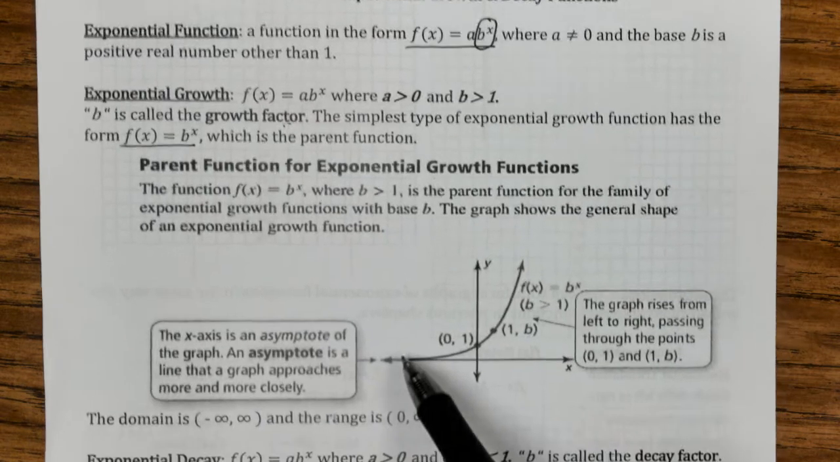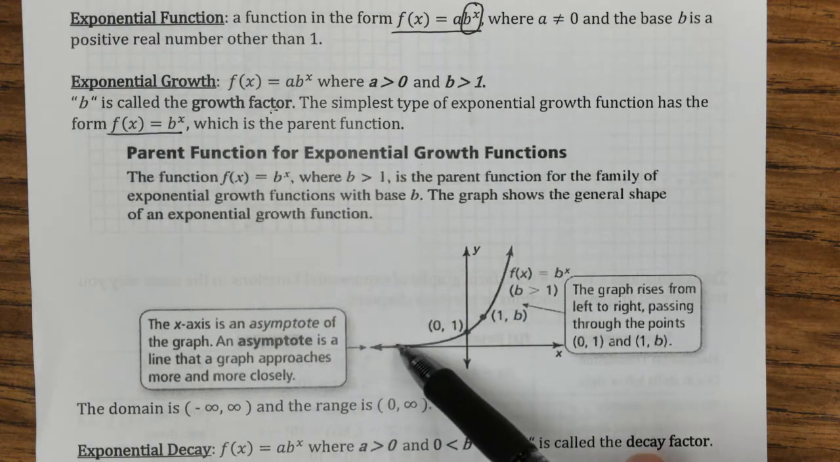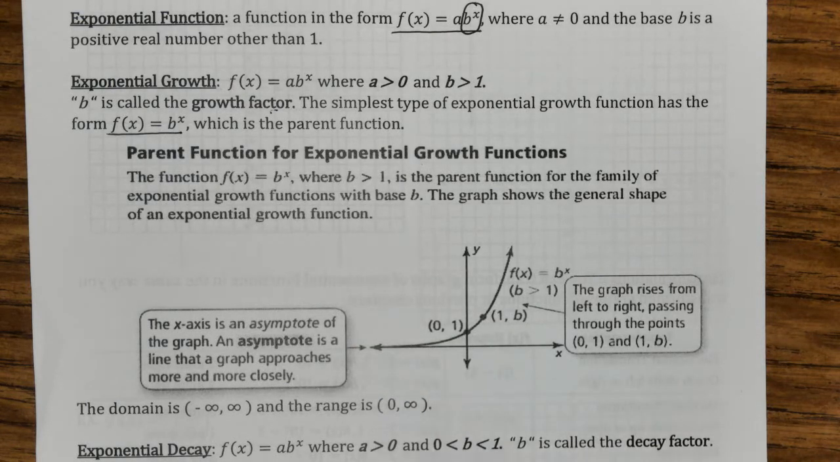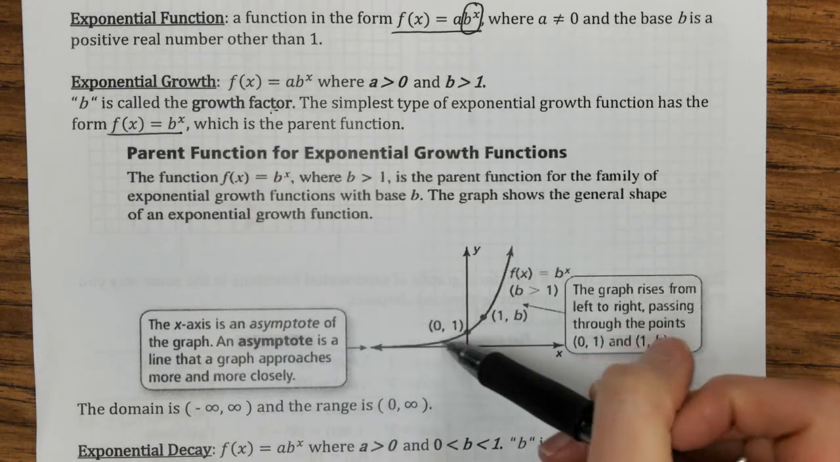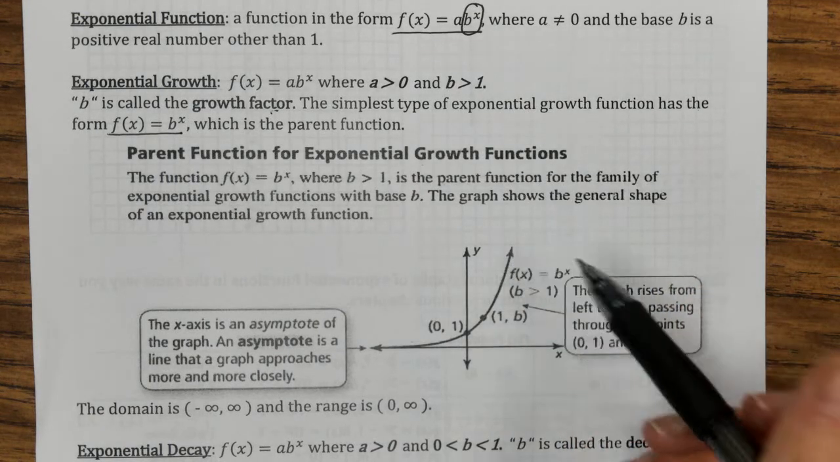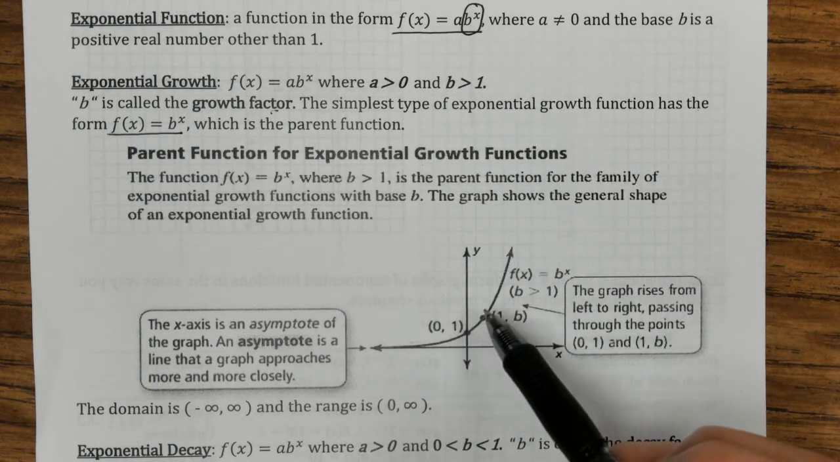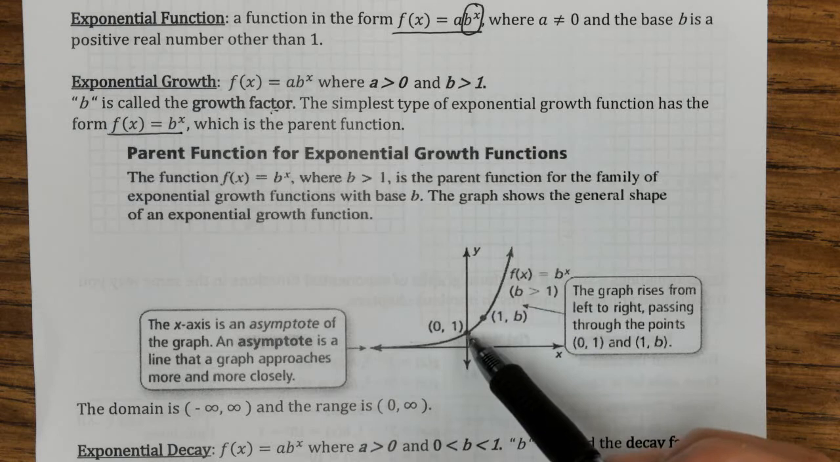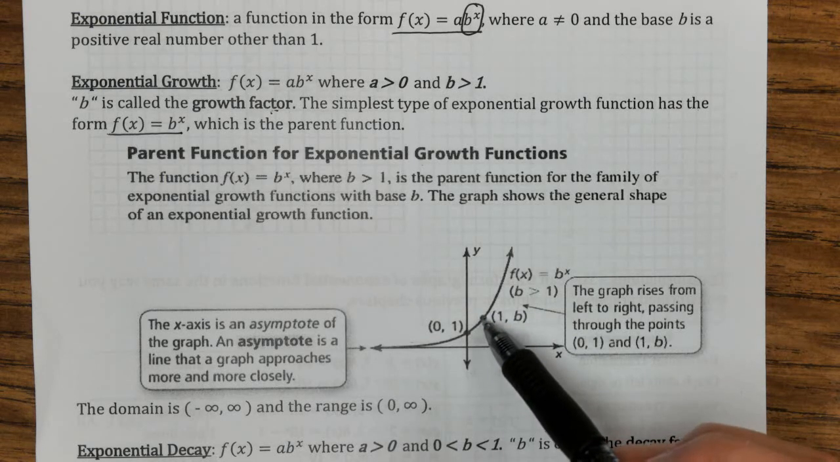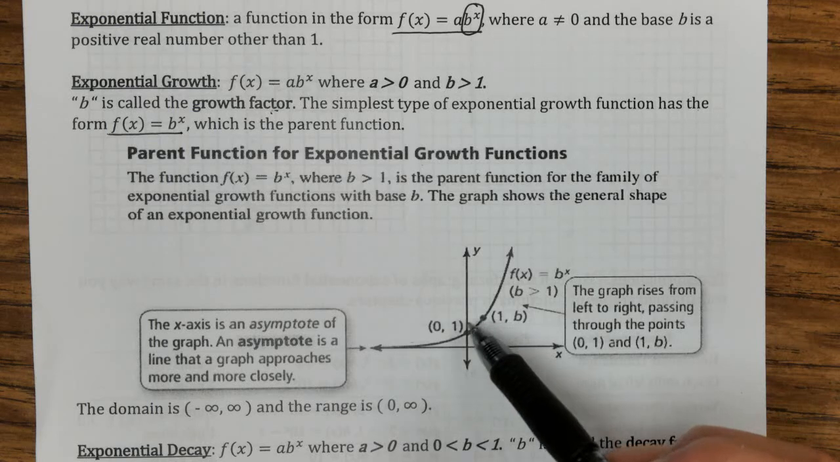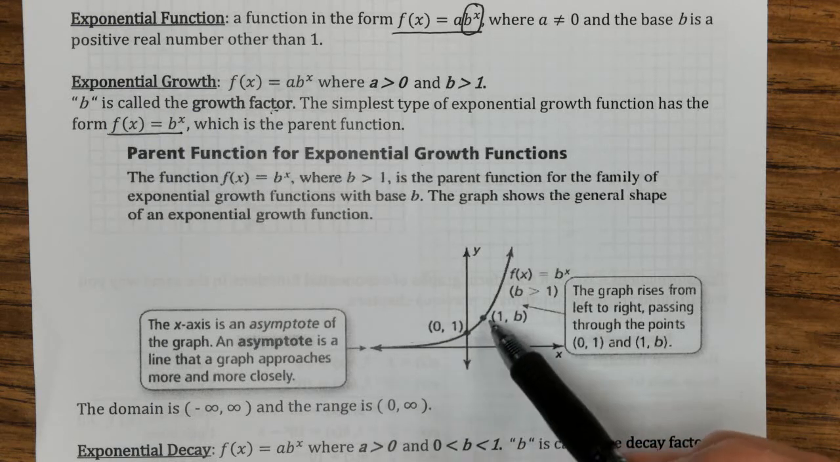For the exponential growth parent function, your graph looks like this. Okay, it starts off really steady and then it goes up exponentially. So that's your exponential growth. It's going to pass through 0, 1, and then whatever your base is, it's going to be 1, b. So it's going to pass through those 2 points no matter what.